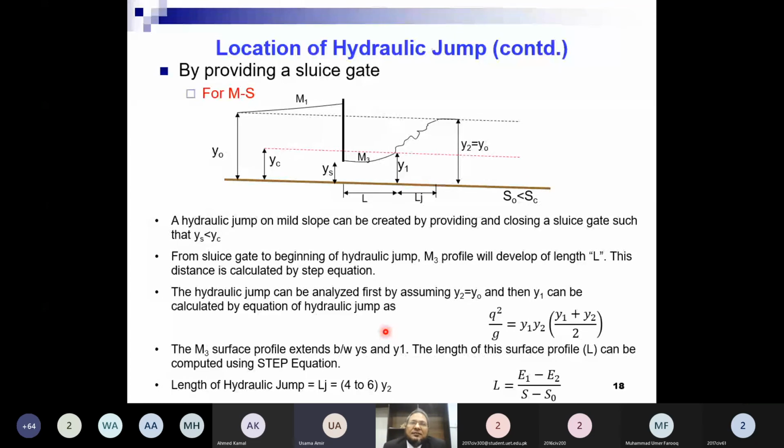If you can prove that supercritical flow is changing into subcritical flow, then you can prove that hydraulic jump is forming. And if supercritical flow is not changing into subcritical flow, we cannot say that hydraulic jump is forming.